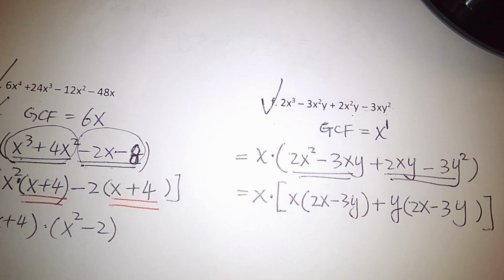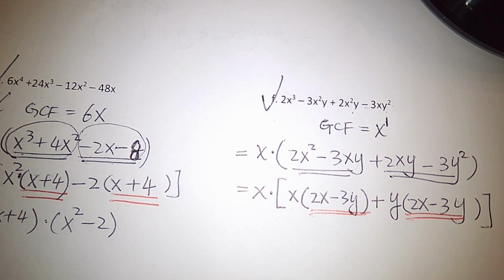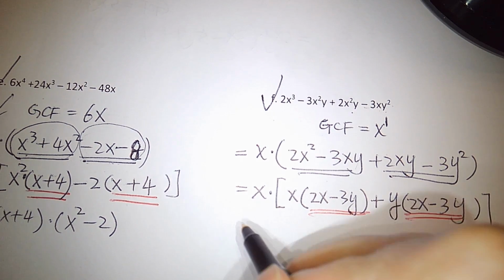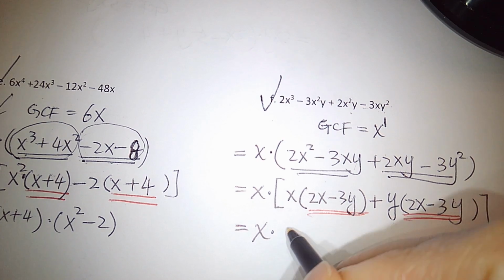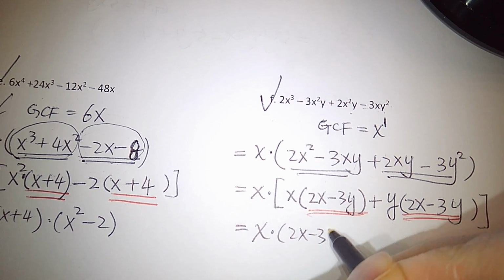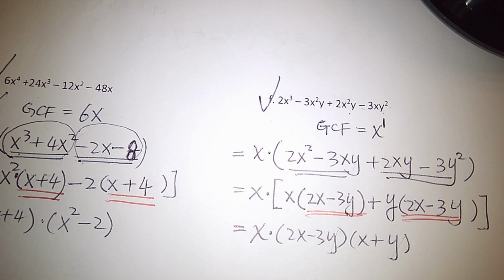Have you noticed any new common factor come up? 2x minus 3y. So x times the factor of 2x minus 3y, we have x plus y. Done. I don't like this one.